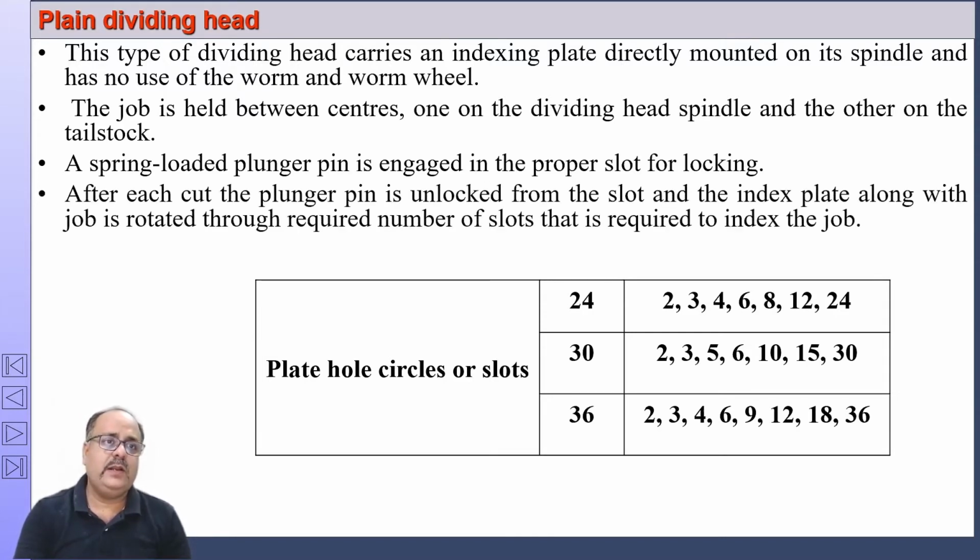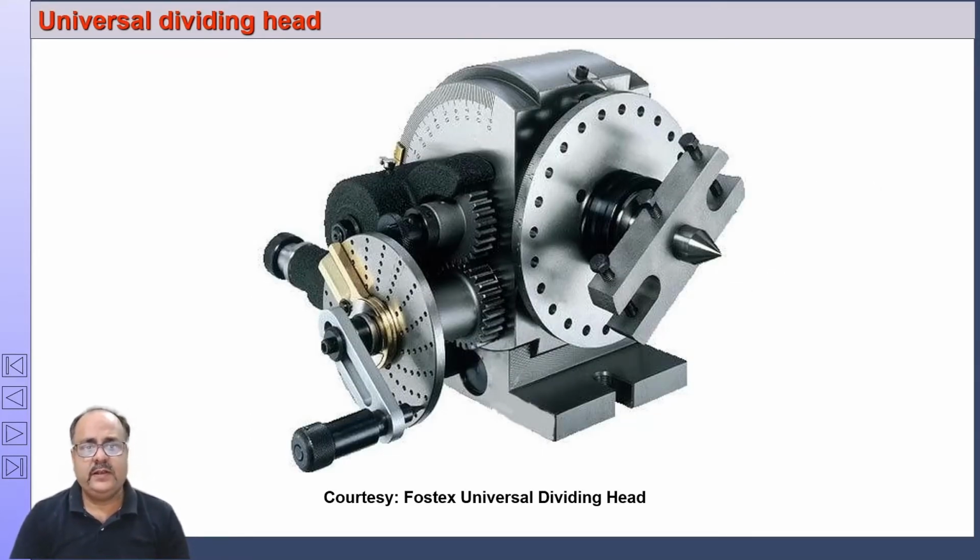Okay, so that is about the plain dividing head. This is a universal dividing head. Notice that this is the spindle, and this spindle is mounted on a worm wheel, and that worm wheel meshes with the worm, and the shaft carrying that worm has this index crank. This is the index crank, which has a radial slot. That means the index crank can be readily moved in or out and can be locked. This is a plunger pin. The plunger pin can be locked in any one of the hole circles.